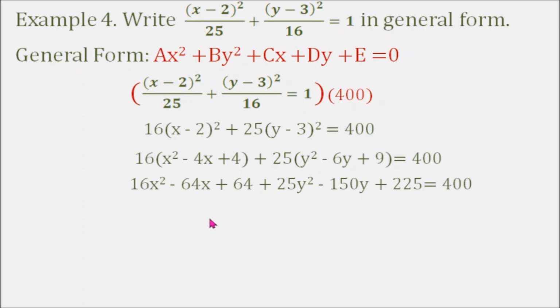Now we are going to arrange. It starts with the term with x squared, then the term with y squared, then the linear term that has x, the linear term that has y, and then the constant. So we have 16x squared, then 25y squared, then minus 64x, then minus 150y. Then for our constant, we have 64 plus 225 minus 400, it's -111, and the right side is equal to 0. So this is our answer.